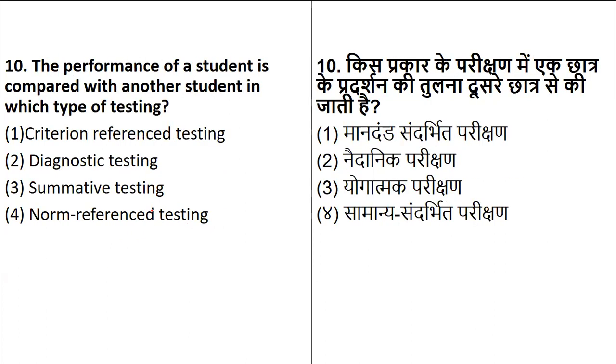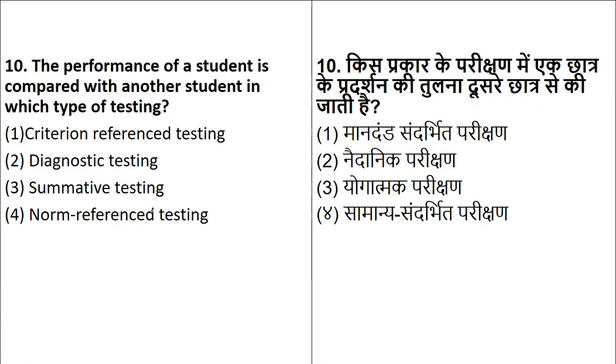Now, coming to the next question, that is types of evaluation. The question is from the topic types of evaluation. The performance of a student compared with another student. Many students make a lot of mistakes in this topic, even if the question is very straightforward. If you are comparing the performance of a student with another student, it will basically be called what? Criteria, diagnostic, summative, or norm reference.